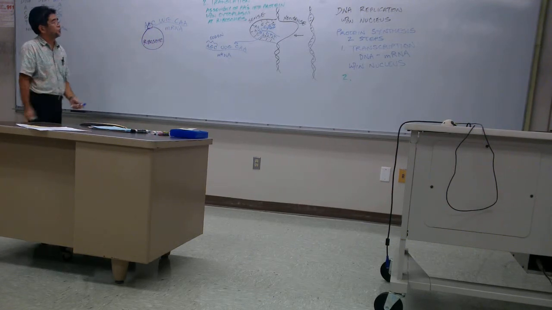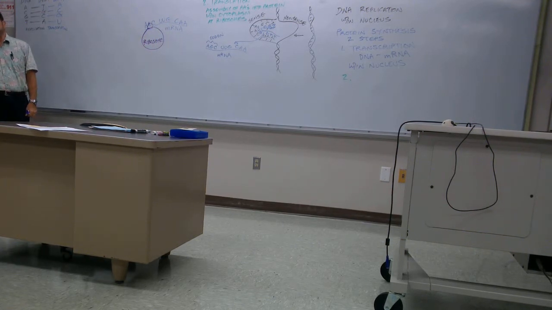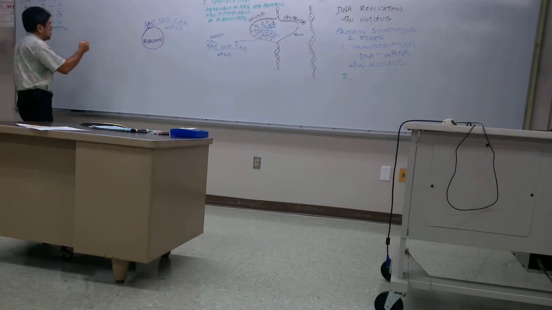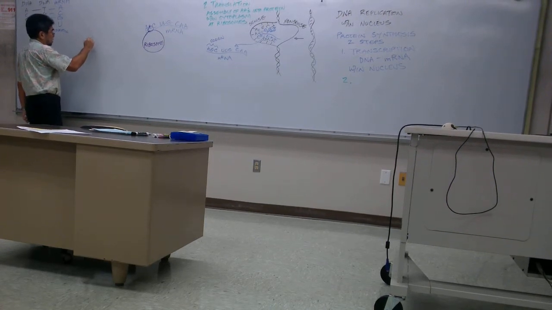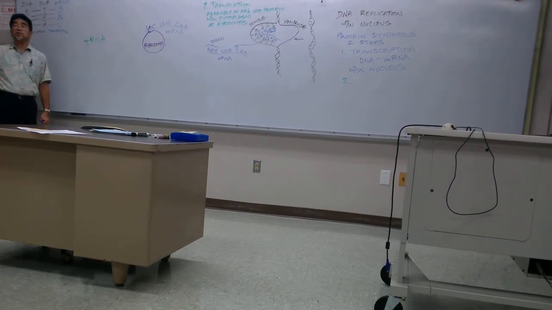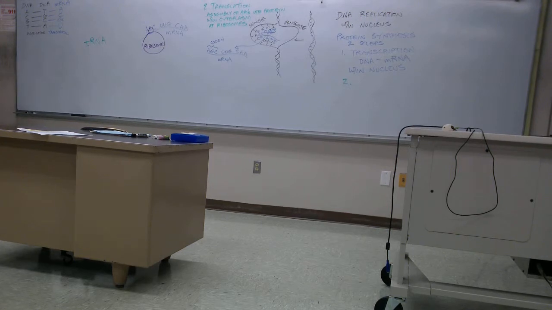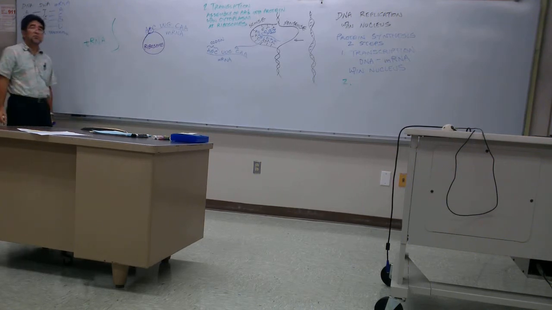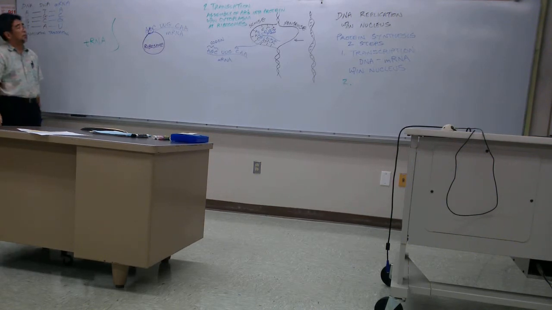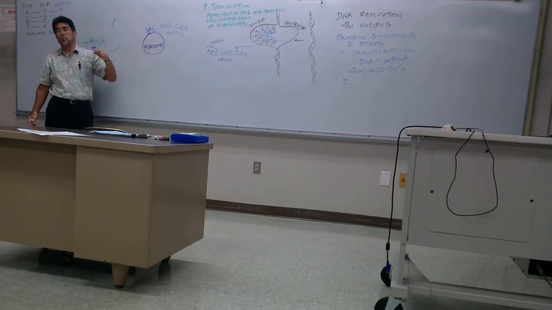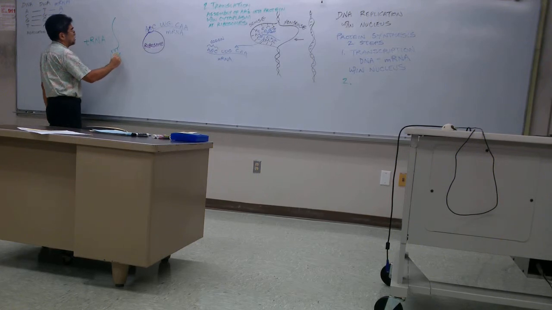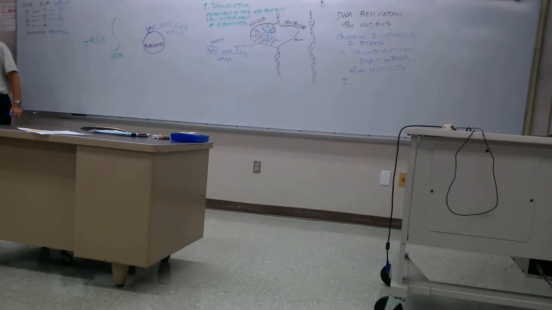There is another form of RNA. It's called transfer RNA. Transfer RNA. T stands for transfer. And it is a single-stranded RNA molecule. It has on one end a complement to the codon. So this would be UCG. There is a complement to the codon.